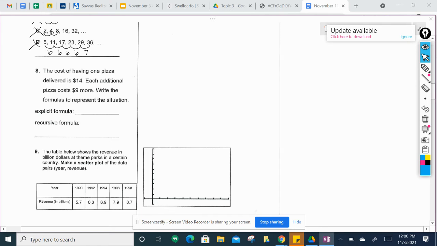Number 8 says the cost of having one pizza delivered is $14, and each additional pizza costs $9 more. Write the formulas to represent this situation. So remember, anytime we write an explicit or a recursive, we've got to know 2 things. We've got to know where it begins, and we've got to know how it's changing. So in this case, it says one pizza delivered is 14. That's where it begins. And the change is we're adding 9 each time.